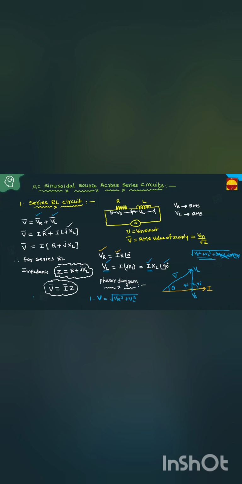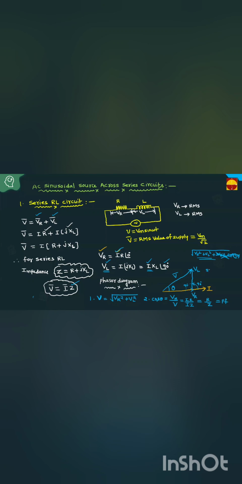Clear? You have to concentrate. Very important observations. Then write what is cos theta from this one. Cos theta is VR by V. This is also equal to VR is I into R, and V is I into Z. I cancels, so R by Z. This is also called power factor. Cos theta equals VR by V, that is R by Z. This is the power factor.